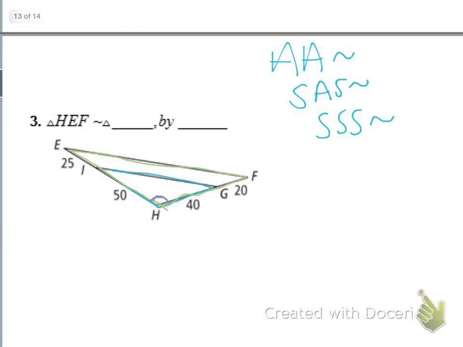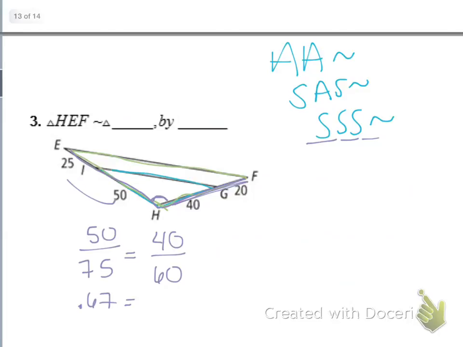Now we have to check our proportions, so our sides, because I don't have parallel lines, so I can't say corresponding angles. Remember, if you have parallel lines, you have corresponding angles or alternate interior angles. Let's check our sides to see if they're proportional, because remember, these could be congruent, but they need to be proportional too. So I got 50, which matches with 75, the entire length of my big one, because I have to add them to get the entire length. And 40 matches with the entire length of this one, so 40 plus 20, which is 60. So 50 divided by 75 is 0.67. 40 divided by 60 is 0.67.